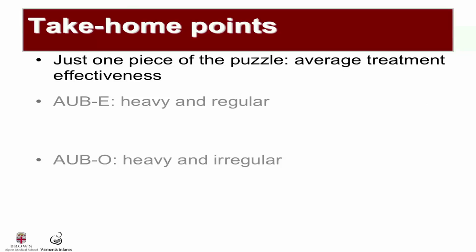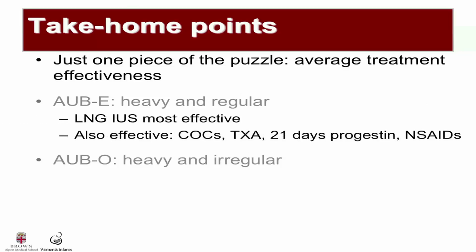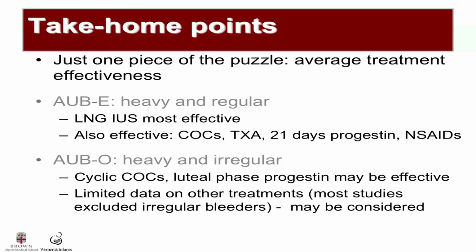And for AUB-E, heavy and regular bleeding, the levonorgestrel intrauterine system is the most effective, but also effective are combined oral contraceptives, tranexamic acid, 21 days of progestin, and nonsteroidal anti-inflammatories. And for AUB-O, heavy and irregular bleeding, cyclic combined oral contraceptives and luteal phase progestins may be effective, and there's limited data on other treatments, but given how they work physiologically, they may also be considered.